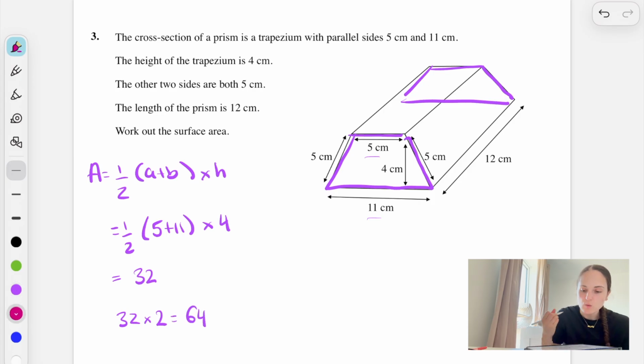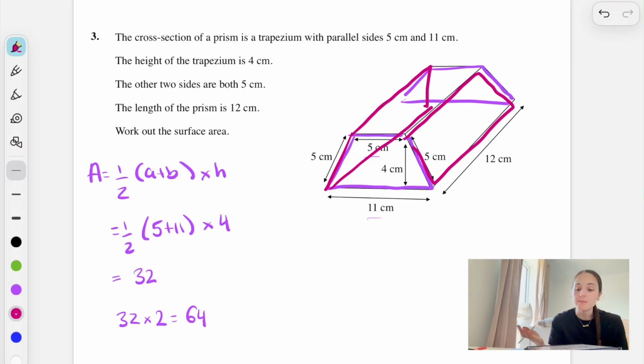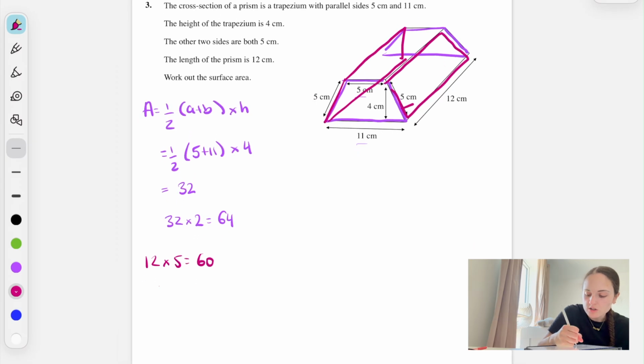So now what I need to do is work out the area of the other faces. So we have this side face here, and then we have another face on this side here. So we work out the area of those because they're rectangles. We do base times height. So base is 12, and the height is this height, which is 5. So I'm going to do 12 times 5, which is 60. And because there's 2 of them, I'm going to do 60 times by 2, which is 120.